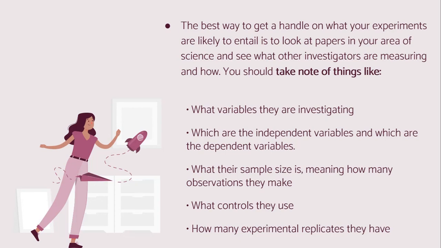Okay, so the best way to get a handle on what your experiments are likely to entail is to know what the standards are that other people are following who are doing the same study as yours. So you look at papers in your area of science and see what other investigators are measuring and how they're doing it. So you take note of things like what variables they are investigating, which are the independent variables and which are the dependent variables, and what their sample size is, meaning how many observations they make, and what controls they use.